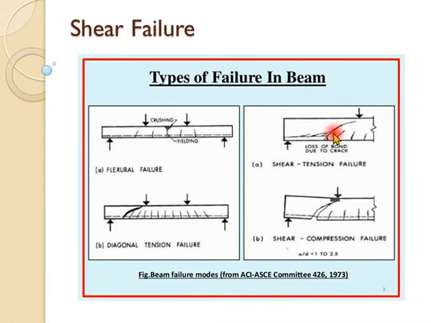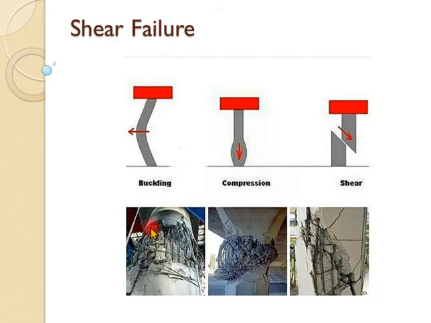cause. This one is caused by tension failure, and this one is caused by a compression failure. And both of them have the shear failure at the end of the day. And also for columns, for concrete columns, we can see different types of failures depending on the conditions of the structural member and the force acting on this member.